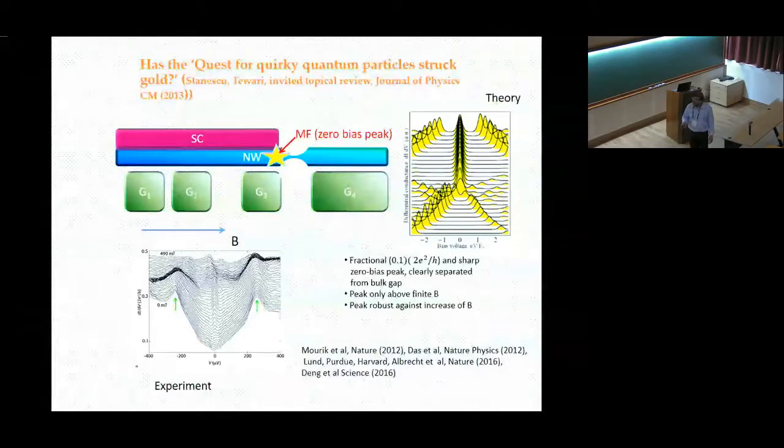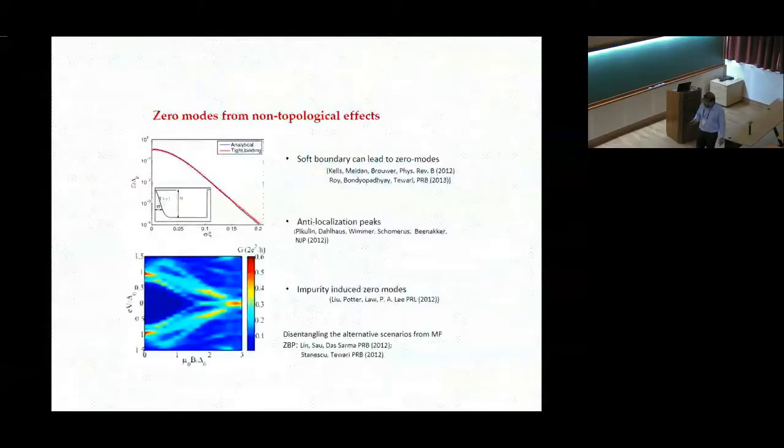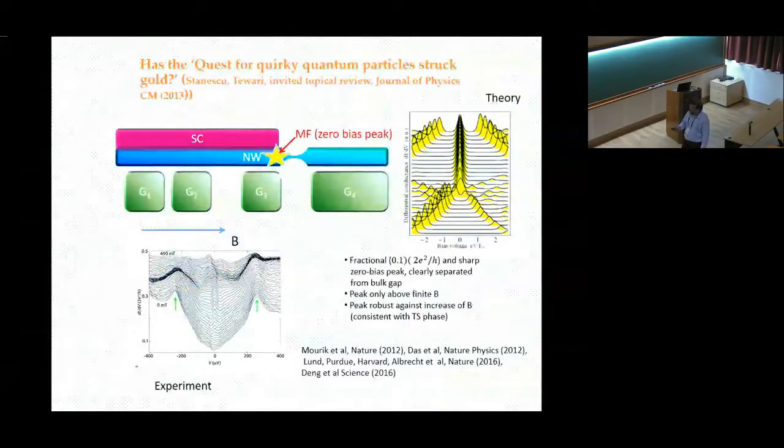They found the peak robust against further increase of B, which is also unusual, but it's consistent with the Majorana zero mode picture, or consistent with the topological superconducting phase above this. So this is the topological superconducting phase. This is the trivial superconducting phase.